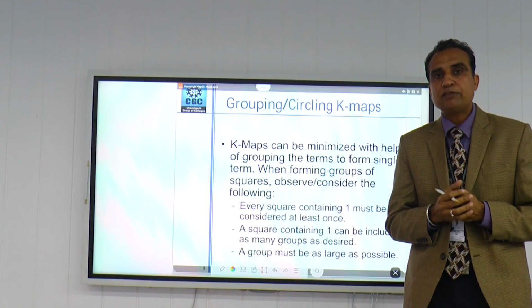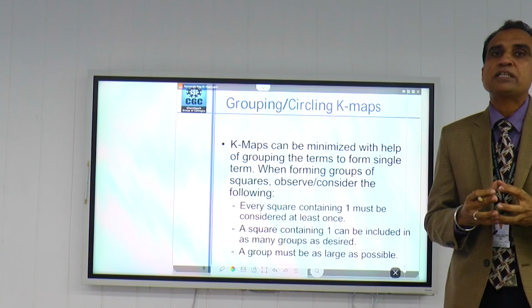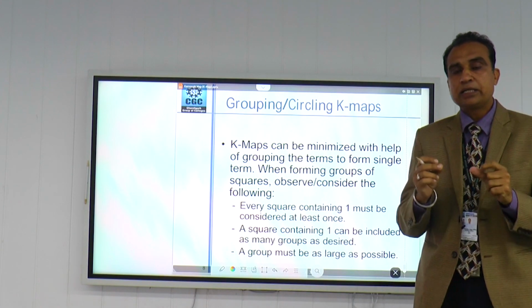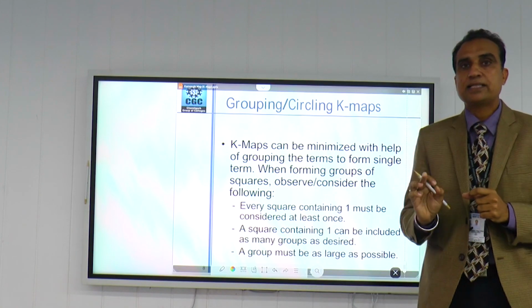What would be the benefit of this? We can minimize the Boolean expression in a better way if we keep this point in mind that the group should be as large as possible.